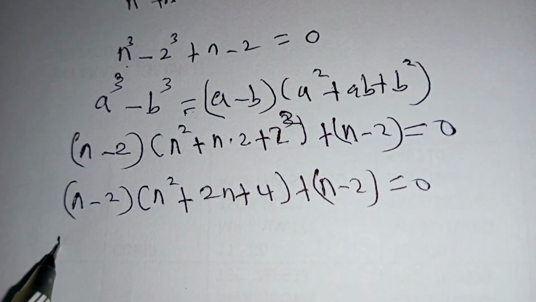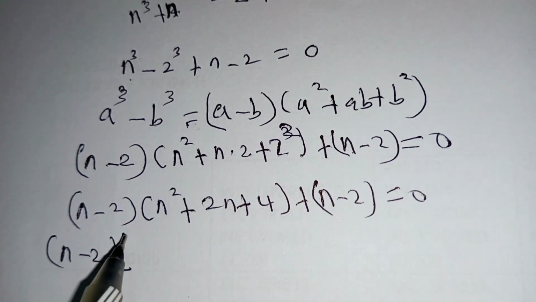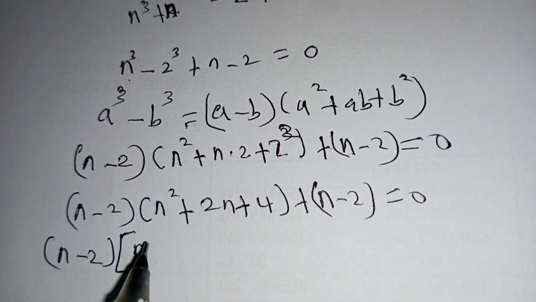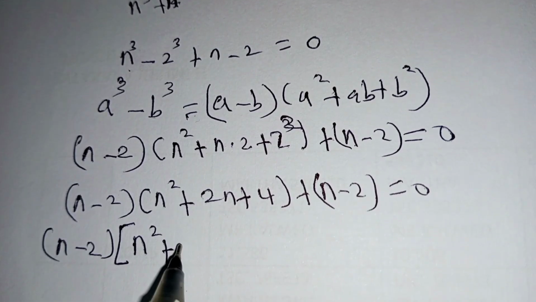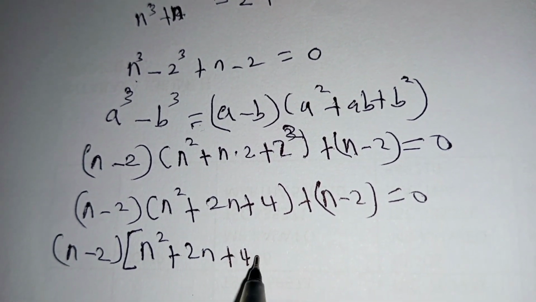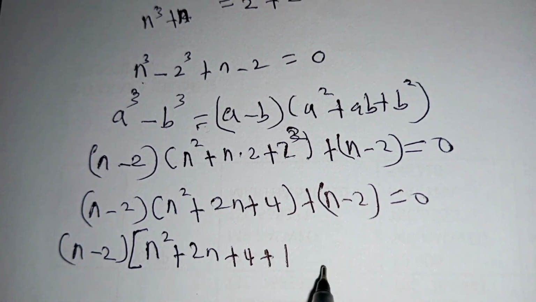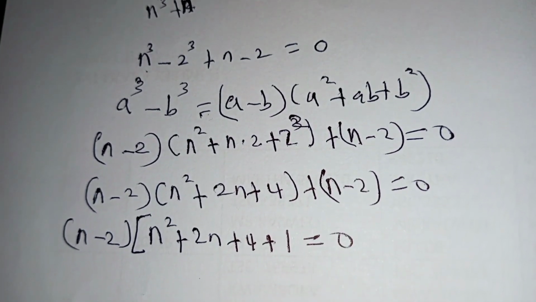Now we have n minus 2 being common, so we can factorize it out so that we shall be left with n squared plus 2n plus 4, and on this part here we are left with 1 plus 1. This is equal to 0.